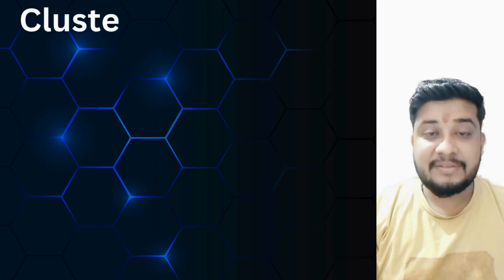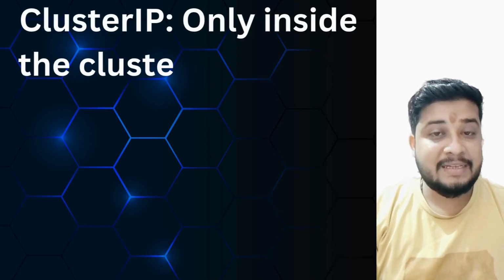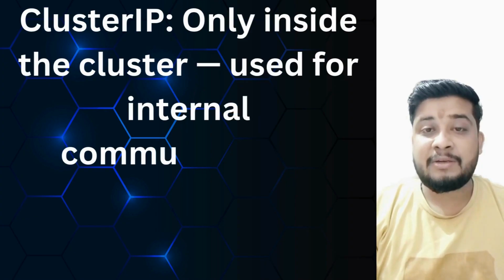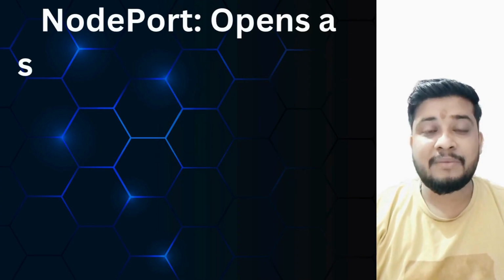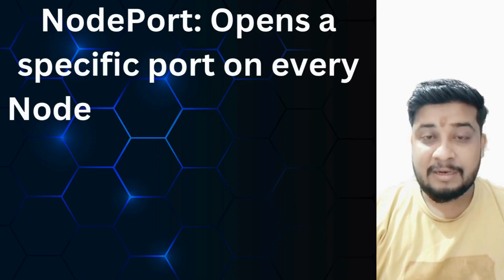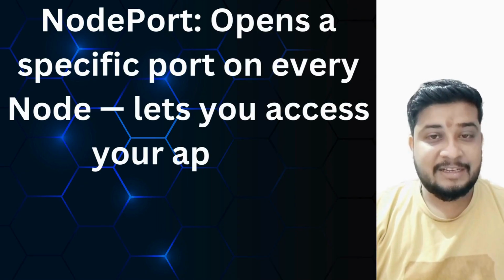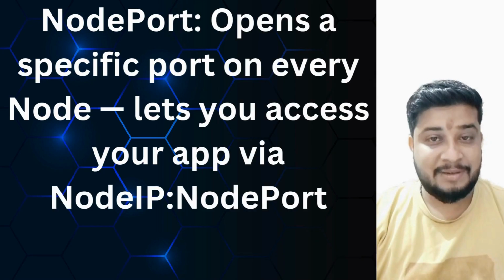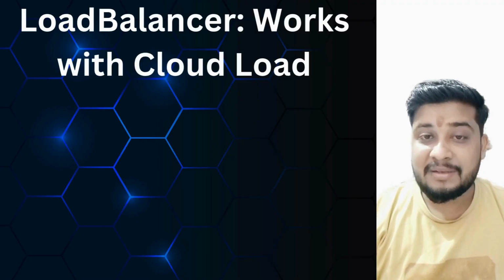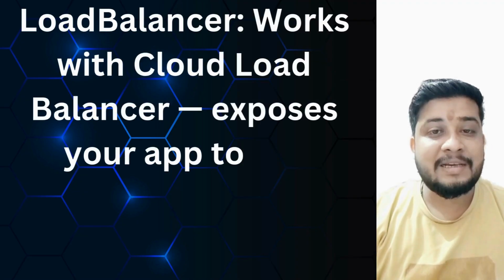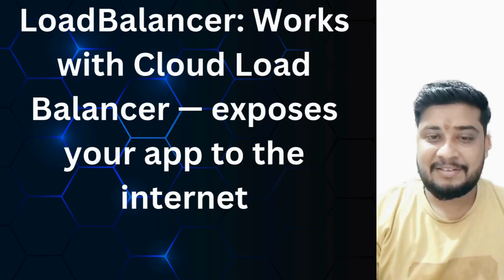Types of services. There are three main types. First is ClusterIP, only inside the cluster, used for internal communication. Second is NodePort, which opens a specific port on every node. You can access your application via node IP colon node port. And third is LoadBalancer, which works with a cloud and exposes your application to the internet.